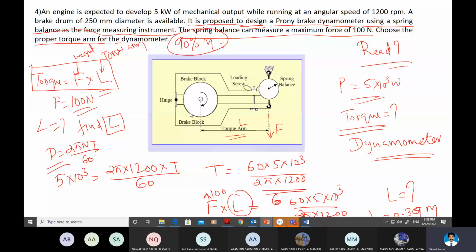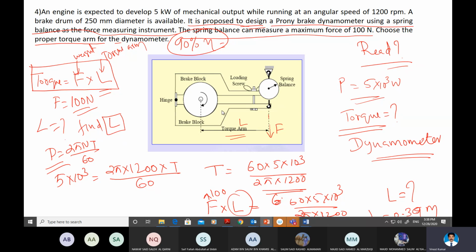How? The torque produced at the time of stopping will be equal to the force or the weight you applied here times the torque length. So force times length will give you the torque. This is a widely used instrument to find the power of an engine or the torque. There are different dynamometers like eddy current dynamometer, hydraulic dynamometer, etc. This is a mechanical kind of dynamometer. We call it a brake drum dynamometer.